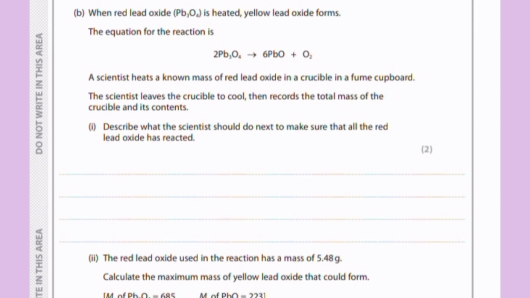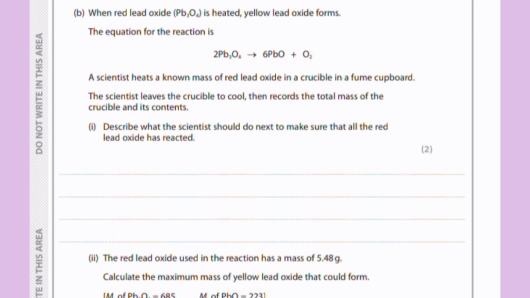B. When red lead oxide Pb3O4 is heated, yellow lead oxide forms. The equation for the reaction is 2 Pb3O4 produces 6 PbO plus O2. A scientist heats a known mass of red lead oxide in a crucible in a fume cupboard. The scientist leaves the crucible to cool, then records the total mass of the crucible and its contents.